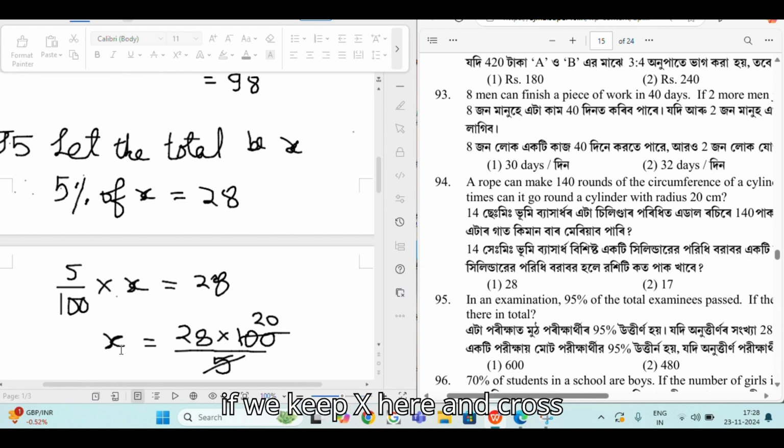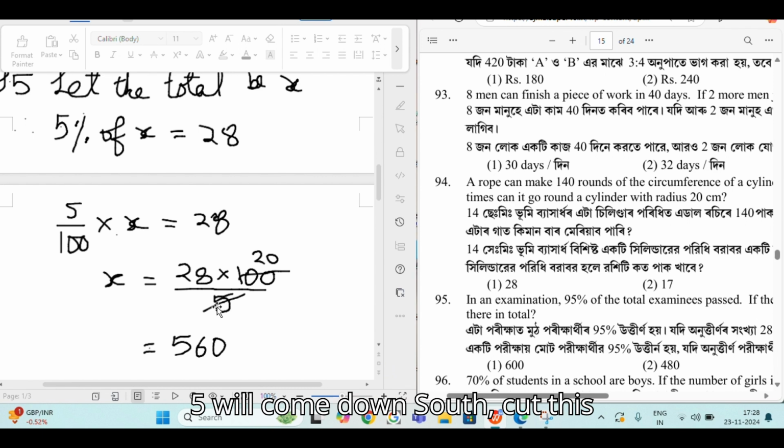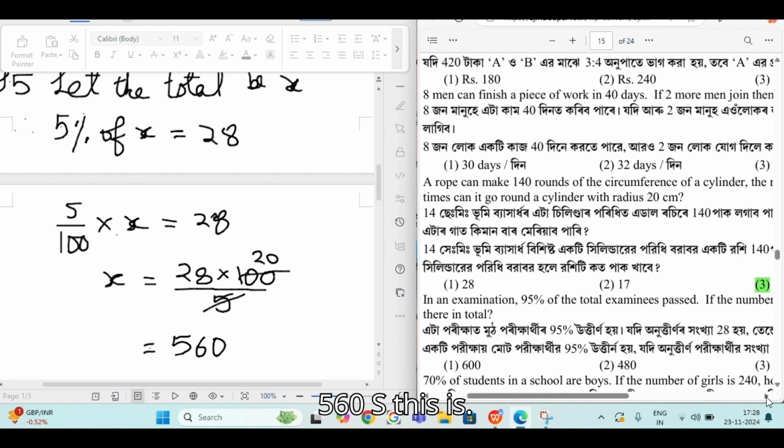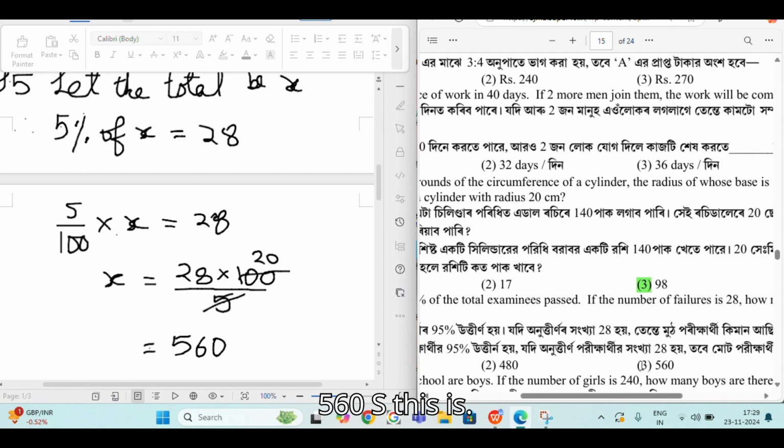If we keep x here and cross multiply, 100 will go up, 5 will come down. Cut this, 5 and 20, so 20 will be remaining here. 28 into 20 will be 560. So we will check if we have 560. Yes, this is our answer.